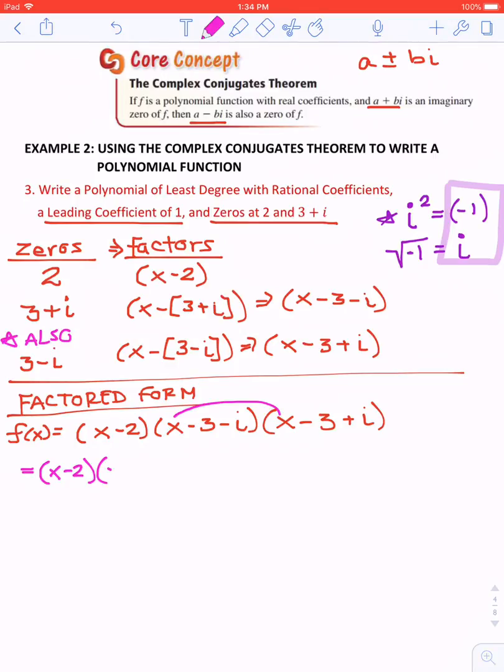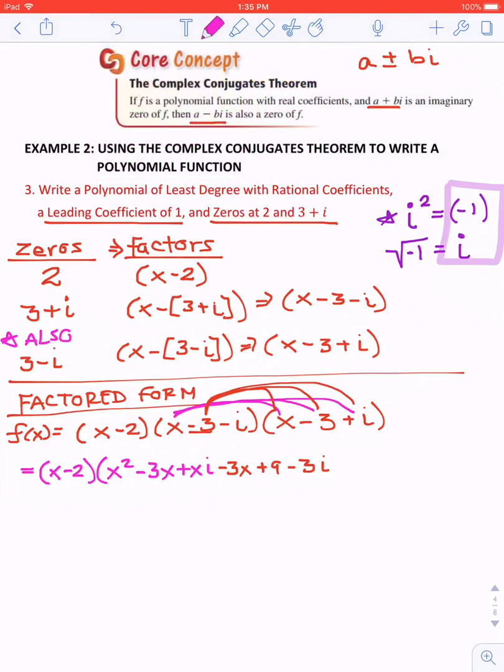So x times x is x squared. x times negative 3 is negative 3x. x times positive i is plus xi. I'm going to use that negative 3 now and distribute that. So negative 3 times x is negative 3x. Negative 3 times negative 3 is a positive 9, and a negative 3 times i is minus 3i.